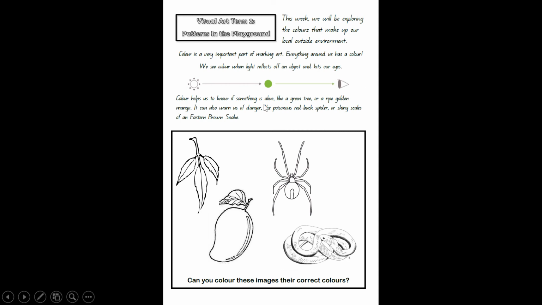Colour helps us know if something is alive, like a green tree or a ripe golden mango, and it can also warn us of danger, like a poisonous redback spider or the shiny scales of an eastern brown snake. So the first thing I'd like you to do this week is to have a go at colouring in these objects. You just heard me describe them, and I'd like you to colour those in to start with, please.